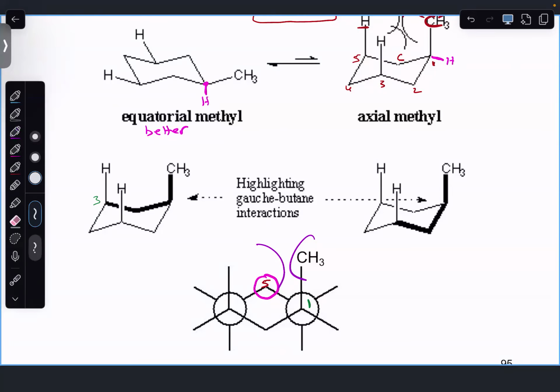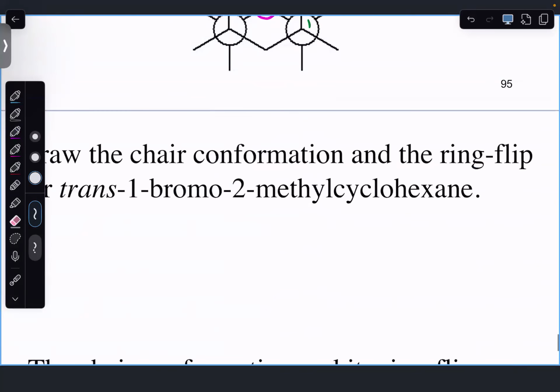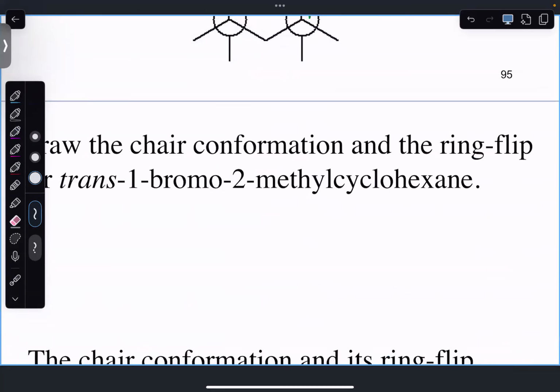So let's practice this. This is what I'm going to expect for you to be able to do. I want you to draw the two chair forms of this molecule. And then I want you to predict what the more stable form is. So the way I would recommend starting these problems is just draw the molecule out flat at first. So I'm just going to draw a 6-membered ring like we always do.